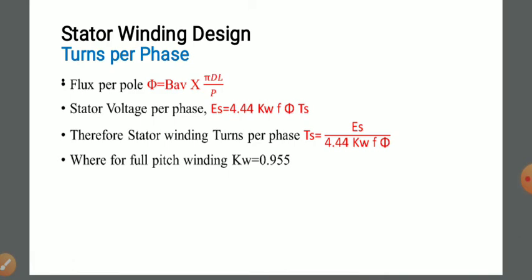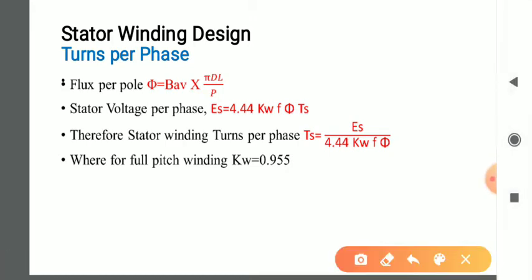The stator winding design is nothing but the decision regarding the total number of turns required and the size of the conductor. Normally the turns required are calculated as turns per phase. It means how many turns are required in one phase. Once you calculate the number of turns required in one phase, you can easily calculate the total number of turns required for n number of phases. The turns per phase is denoted by Ts.